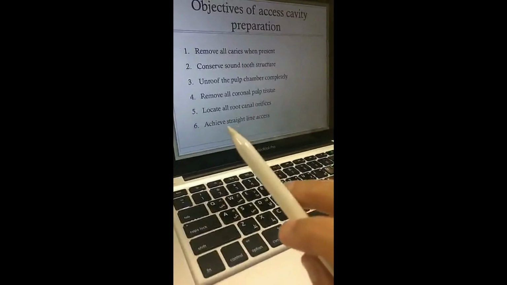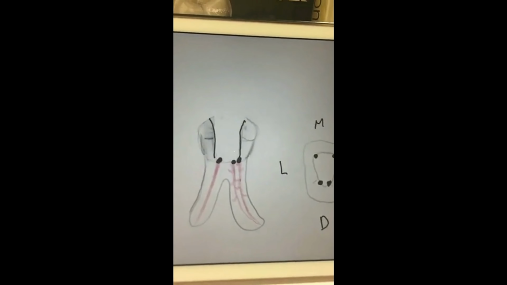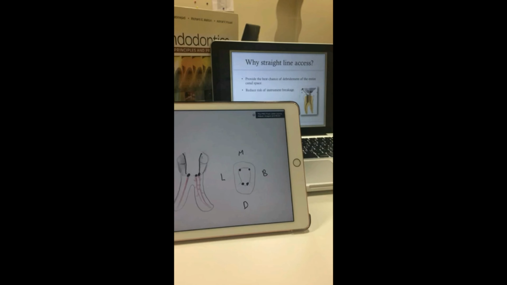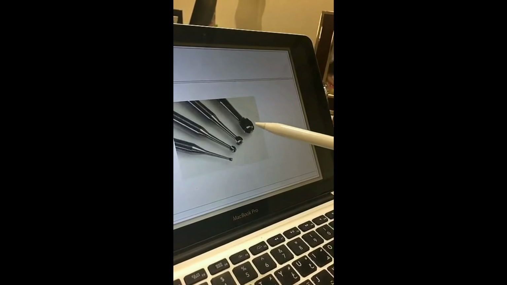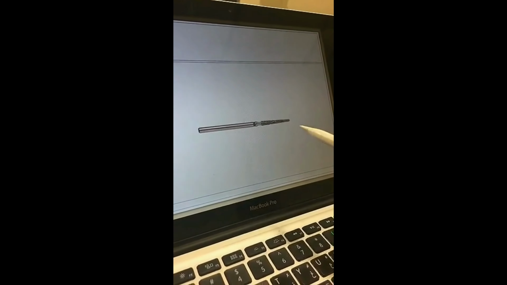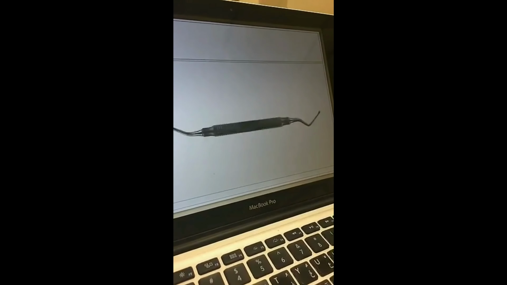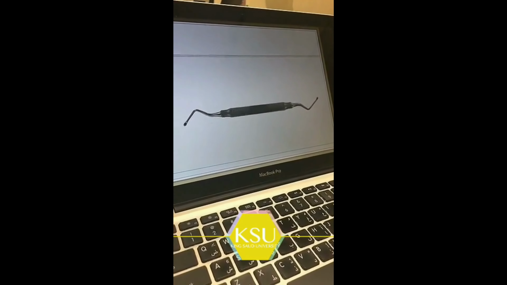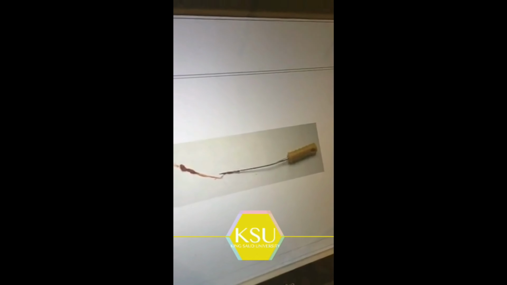And the last objective here is to achieve straight line axis. So we'll try to do it here. This is my straight line axis. Burr selection are very important. You can start the gross caries excavation with a large round burr, then you go with the smaller burrs. Tapered diamond burr is very, very excellent for deroofing and finalize your access cavity preparation. Endo spoon excavator is used to remove the pulpal tissue coronally, then barbed broach is used to remove the radicular tissue.